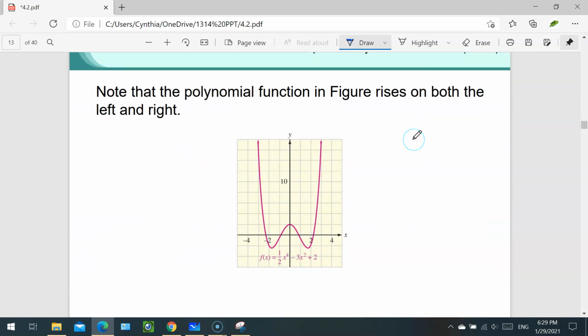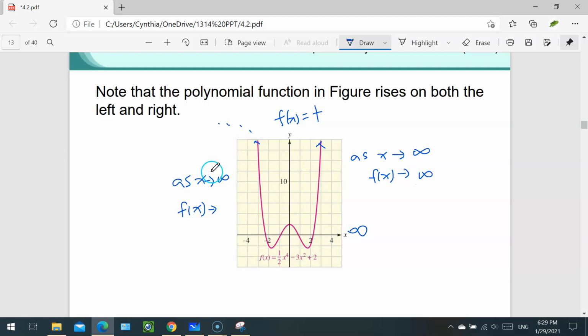This one, if we look at the end behavior of this graph, both ends go to positive infinity, right? The way we interpret the end behavior of this graph, we write: as x approaches positive infinity, f of x approaches positive infinity. As x approaches negative infinity, f of x approaches positive infinity. So this is the end behavior of this graph.